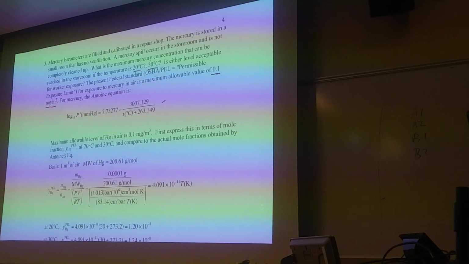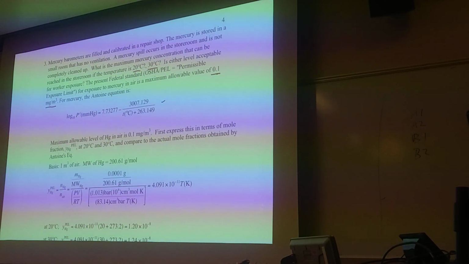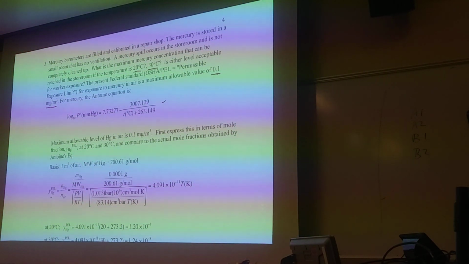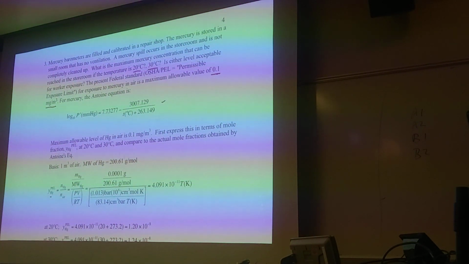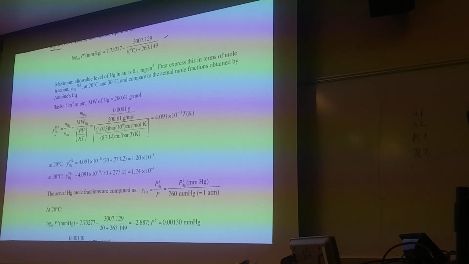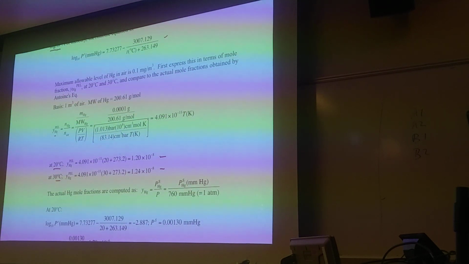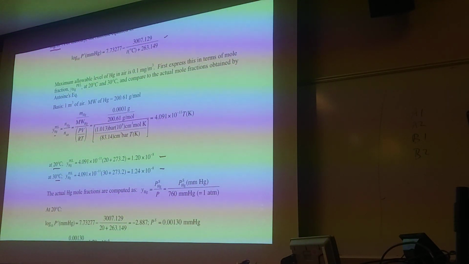So what I decided to do was take the PEL requirements in terms of milligrams per cubic meter and convert those over into mole fractions, and then compare them with what the actual values would be. The PEL values at 20 and 30 degrees C I get just by doing this unit conversion. I get 1.2 times 10 to the minus 8 at 20 degrees C and 1.24 times 10 to the minus 8 at 30 degrees C.